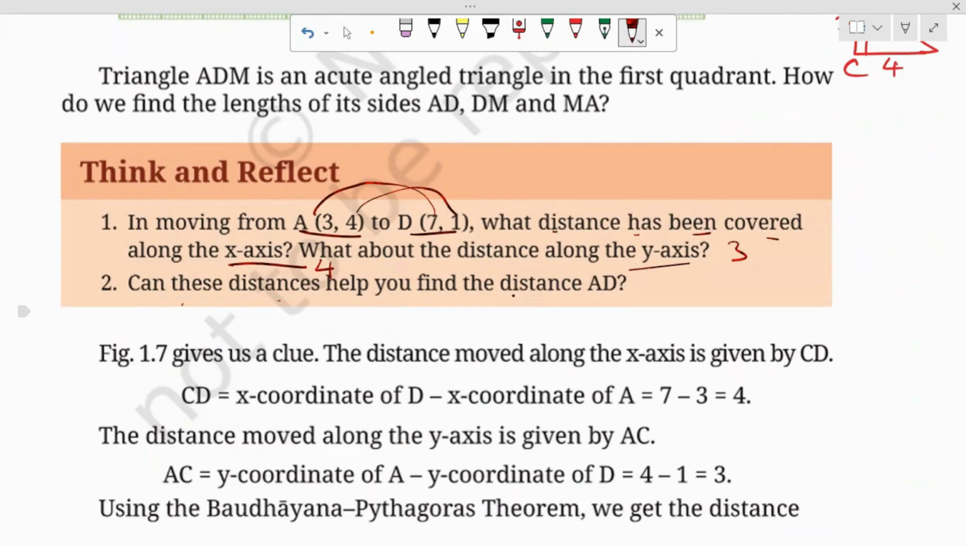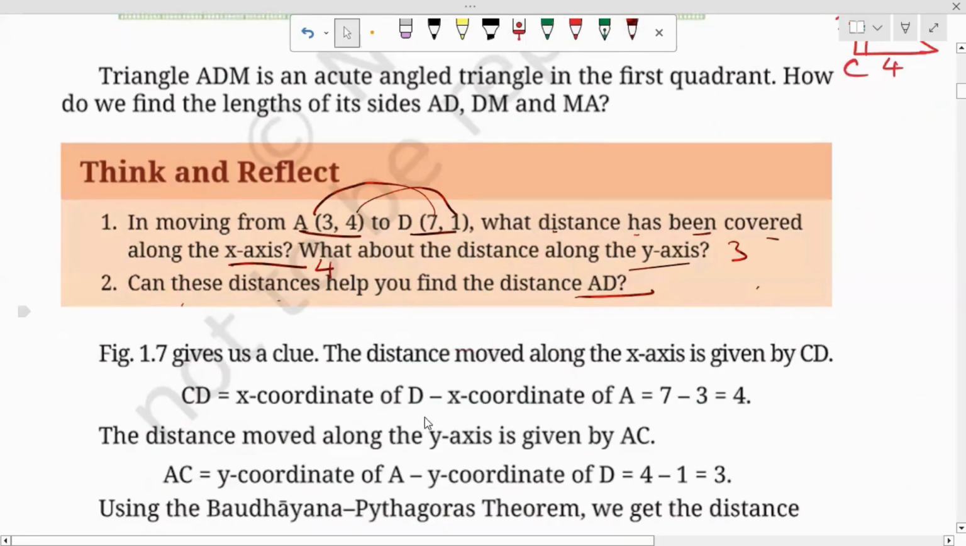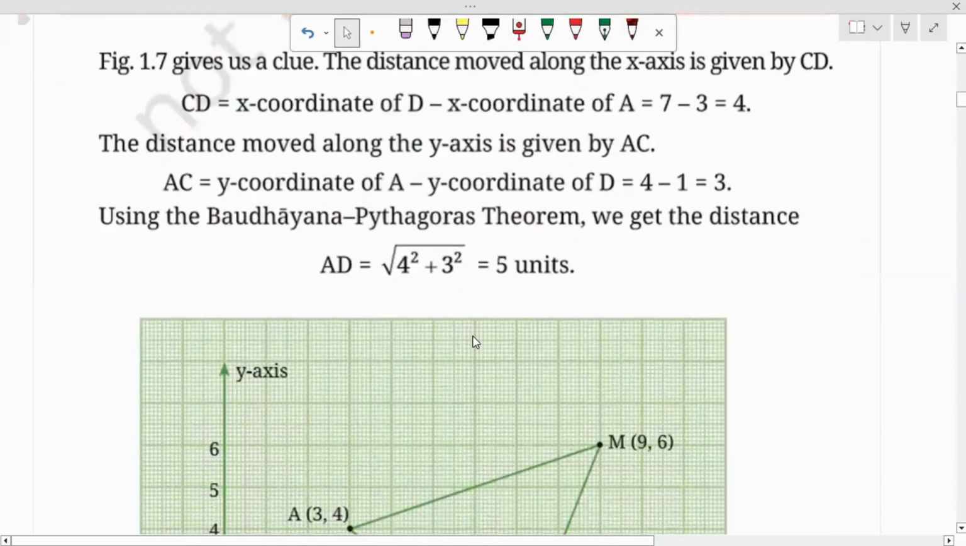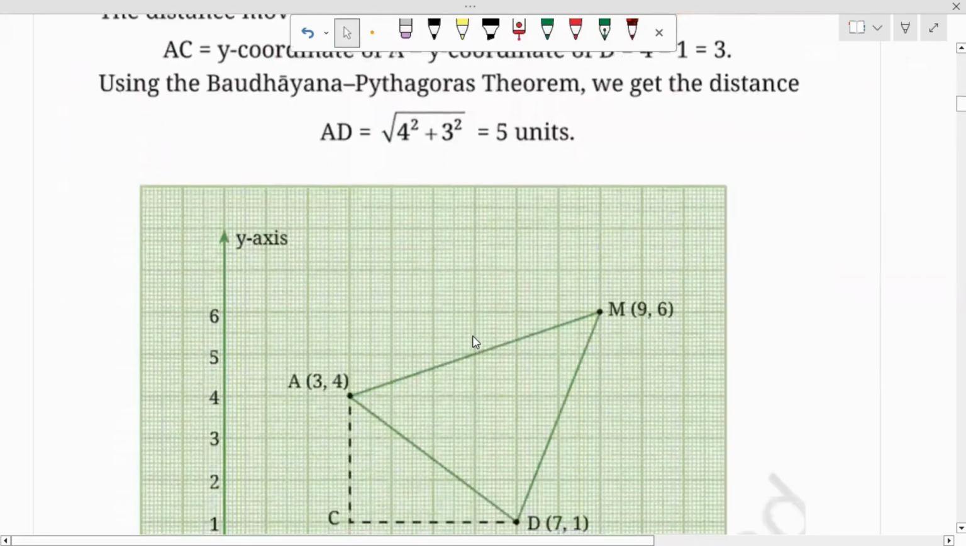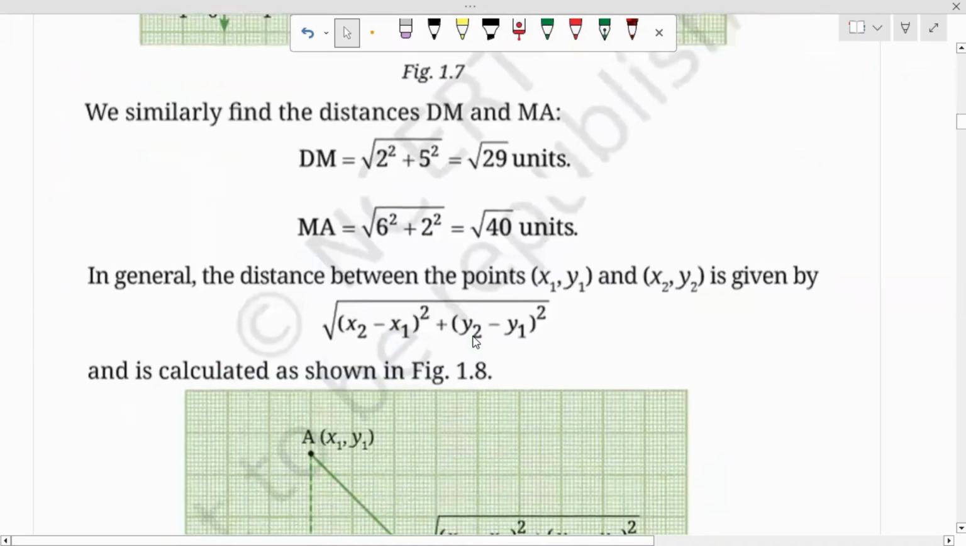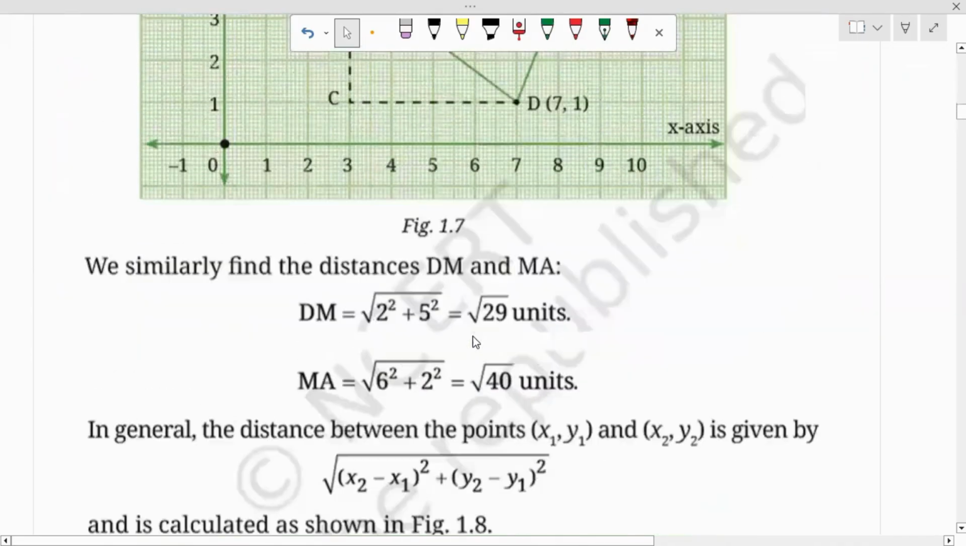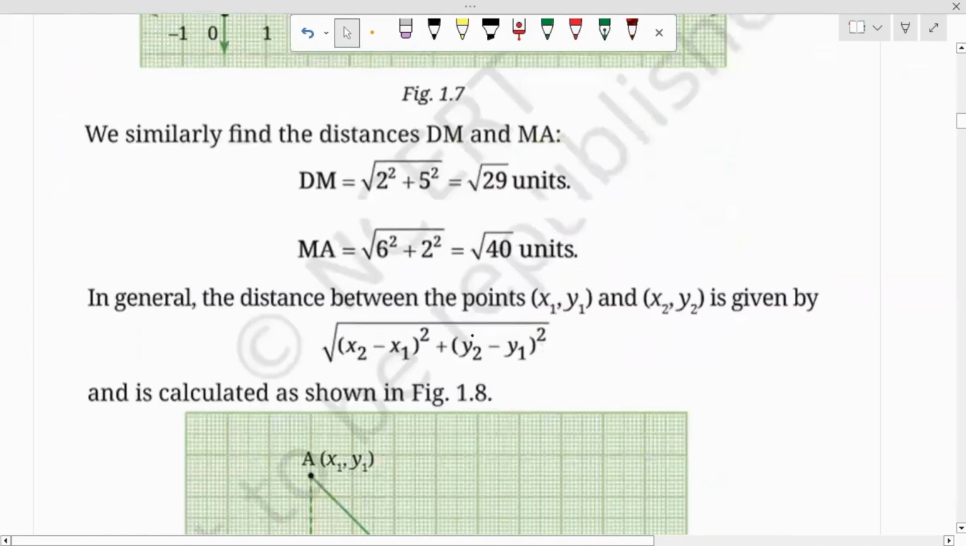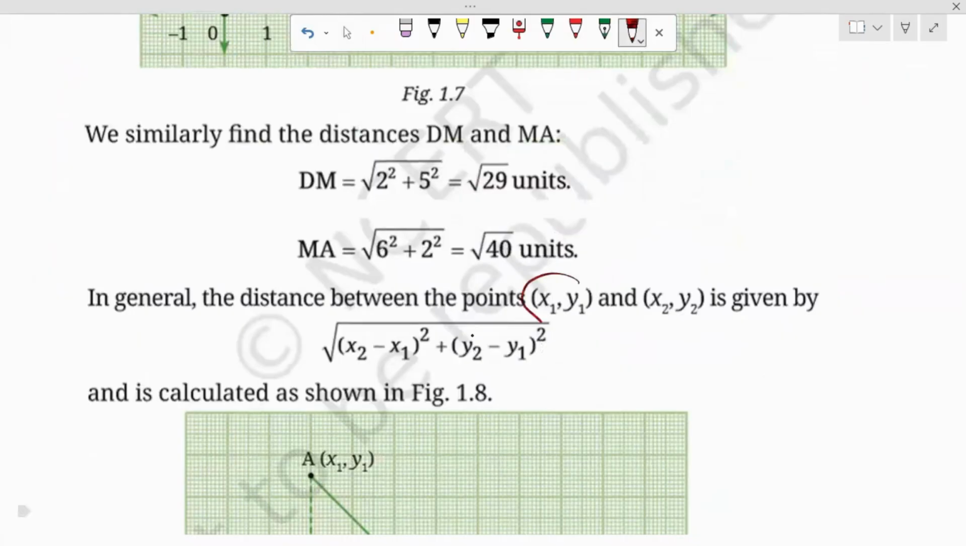Can these distances help you to find AD? Yes. With the help of this only we have used Pythagoras theorem to calculate this one. Right? So here the same explanation, what I gave you, the same explanation is given here. Right? So from here, what you have seen is that first we have calculated these two points.